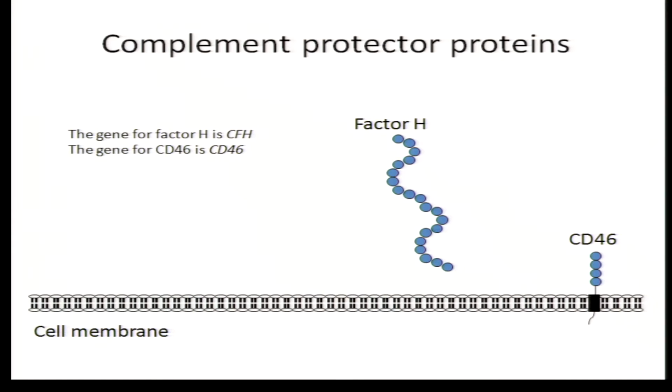Okay, now Kevin talked to you earlier on about the brakes on the complement system. Two of the major brakes are called factor H, a protein that is in solution but binds to cells and prevents complement attacking our own cells, and another regulator brake called CD46 that is resident within cells and is available immediately to stop the complement. So the gene for factor H is in italics CFH, and the gene for CD46 is in italics CD46.